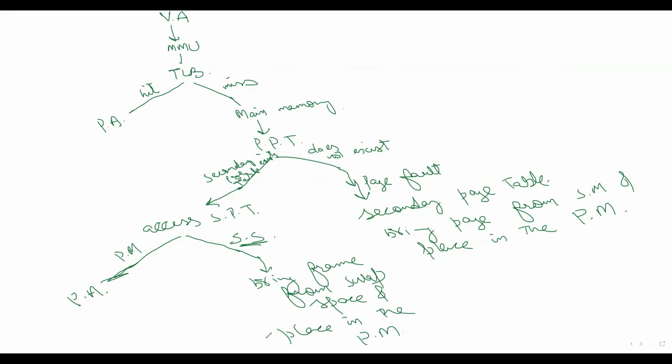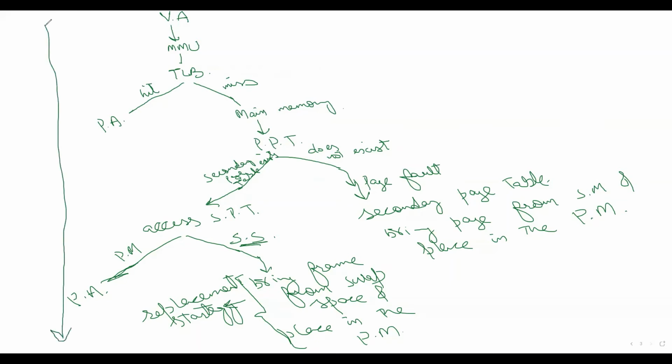In this scenario, there may be a possibility that my primary memory is full. Then we have to use some replacement strategy, for example least recently used or most recently used. Whatever the replacement strategy, we will replace some frame from the primary memory, put that frame into the swap space, and put the frame that we got from the swap space at that particular location. So this is not the complete flow, but this is how the flow happens.